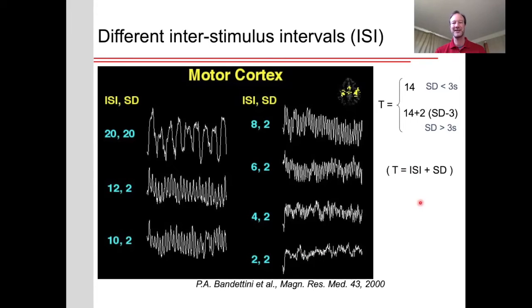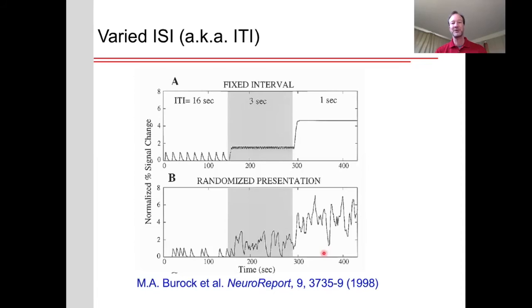Now, what's actually interesting is that the same year that this was being presented at the ISMRM conference, another study showed that you can actually get very robust responses, even from very short interstimulus intervals. And the trick was to vary the interstimulus interval. So at the top, you can see what happens with the fixed interstimulus interval or intertrial interval of 16 seconds. You see the nice response.